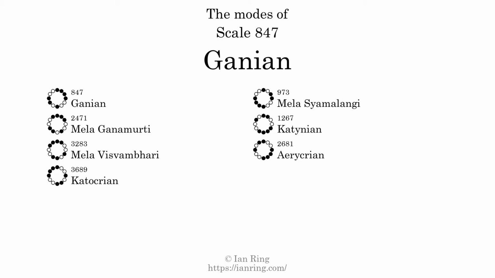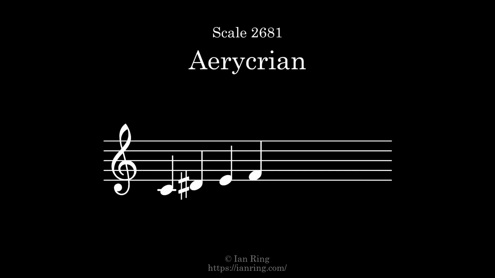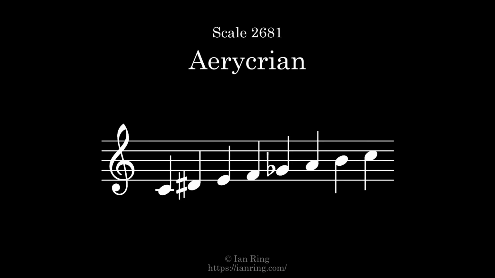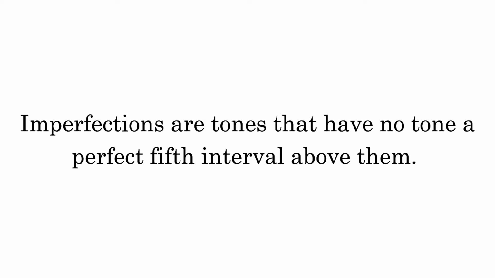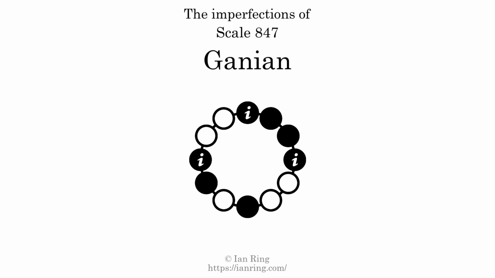The seventh and last mode is scale 2681, also known as Ganian. It sounds like this. Imperfections are tones that have no tone a perfect fifth interval above them. This scale has 3 imperfections. They are at positions here, here, and here.